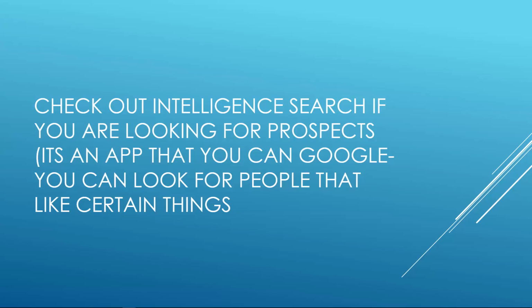And it's an app that you can add to your computer that you can look for people that like certain things. So, like for instance, if they like Network Marketing Pro, you can go search through all the names. You can actually do some prospecting there, and you can find people that actually are open to what you have to offer in Intelligent Search for prospecting.